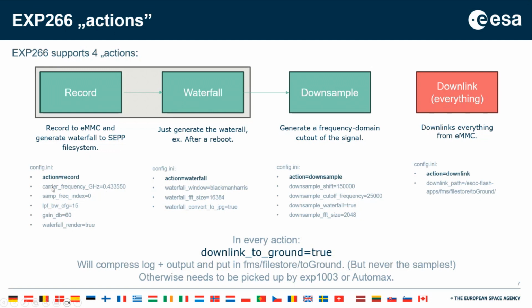So you do the standard thing of selecting the center carrier frequency. Then you have to select the frequency index and the low pass. Actually, I will cover it in the next slide. It's not so important now, but yes, 4 actions, and 2 of the actions are record and waterfall. So the first step of doing recording on board is scheduling the record action. Then the record action will do the recording with the given parameters. And it's also connected: if you set waterfall render to true, it will also trigger the next action, which is waterfall. This is the core functionality.